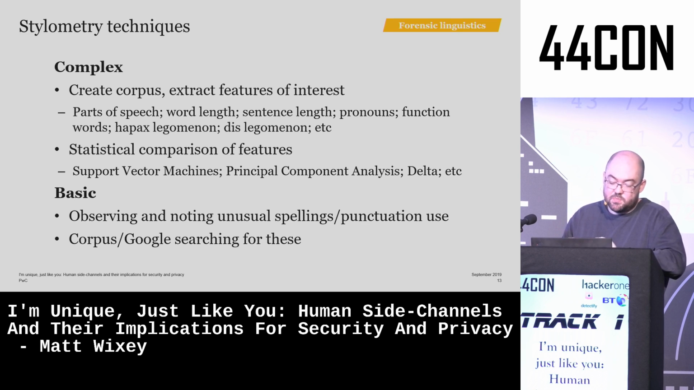And then from a basic perspective, without necessarily having a corpus, you just have a piece of text and you're looking at it for particularly unusual spellings or punctuation or phrases. The Unabomber case is a good example of that, where there was a particular phrase that led law enforcement to suspect an individual, and just looking for those phrases or sentences on Google or something similar.